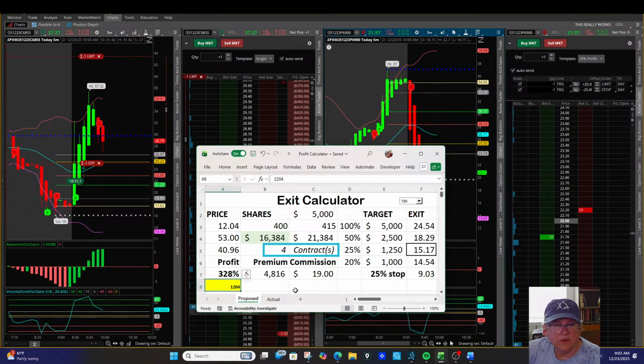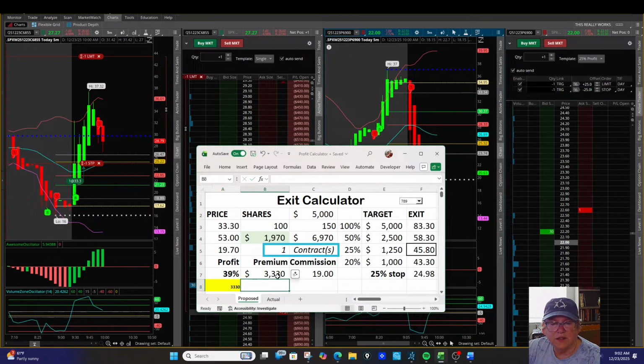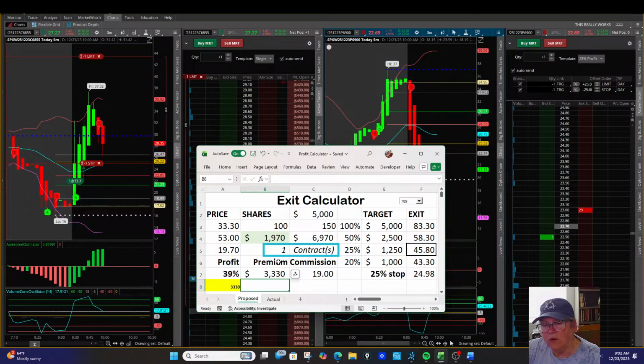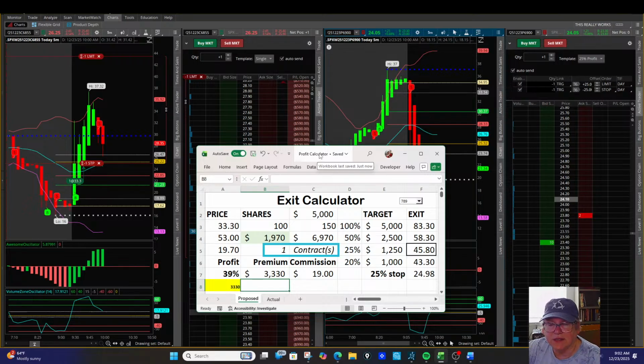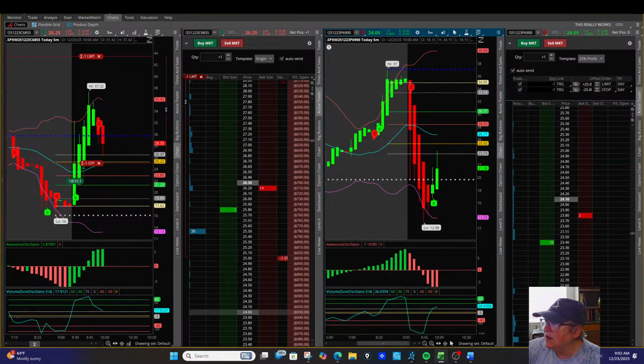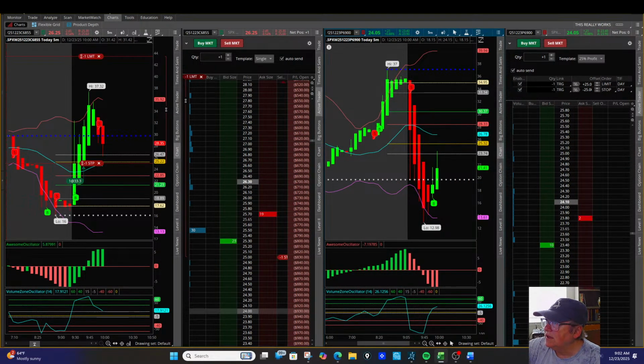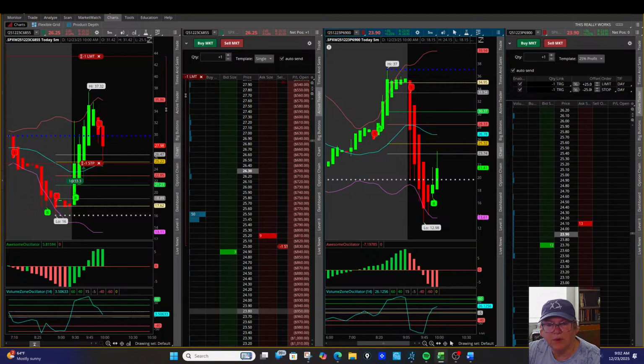So when the trade is 33.30, this tells me I can trade one contract. As I go on and it's more profitable, then I can increase it to say 6,000, 7,000 and so on. But right now I'm just trying to stick around that $5,000 range for the capital that I put out.